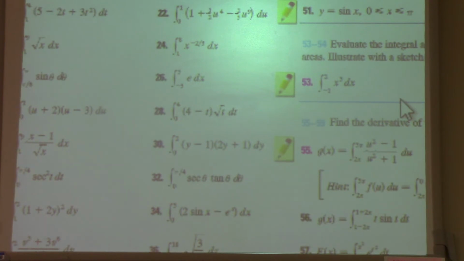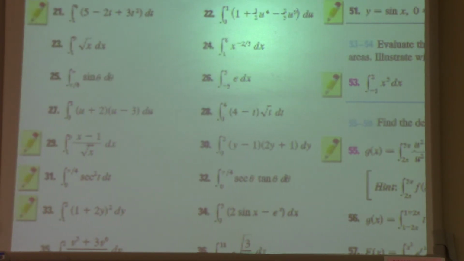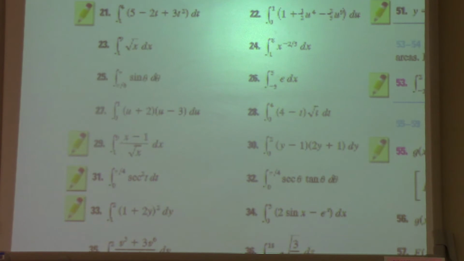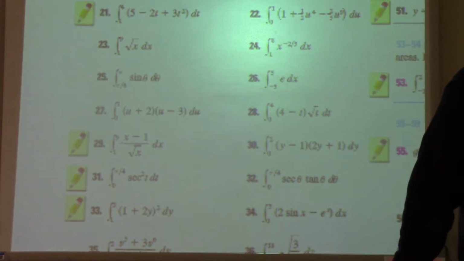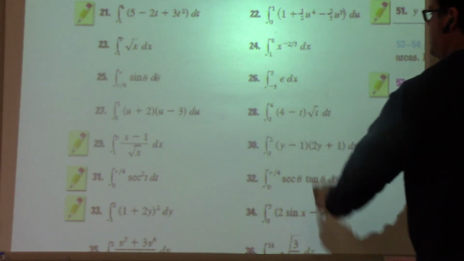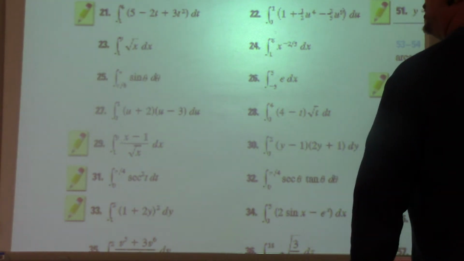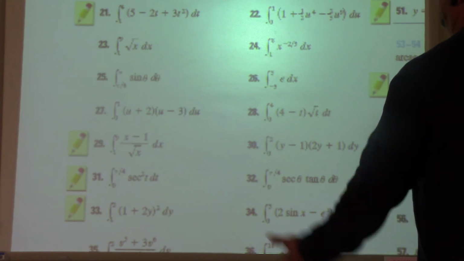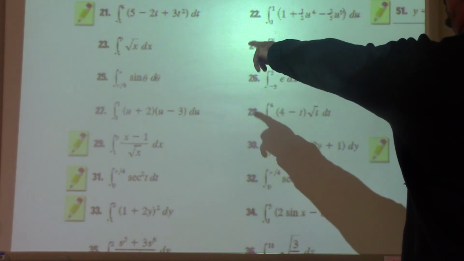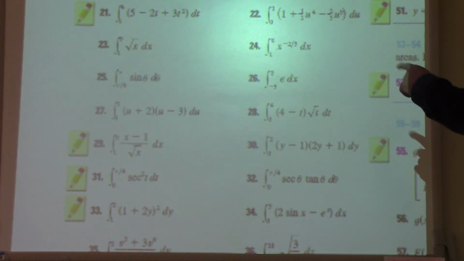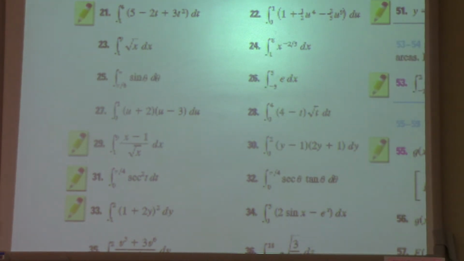Go ahead and write down 26. And 28. I was just kidding on 26. Huh? I said I was just kidding on 26. Well, I mean, we can do it. It's not that big a deal. And go ahead and do 25 while you're at it. 25, 26, and 28.